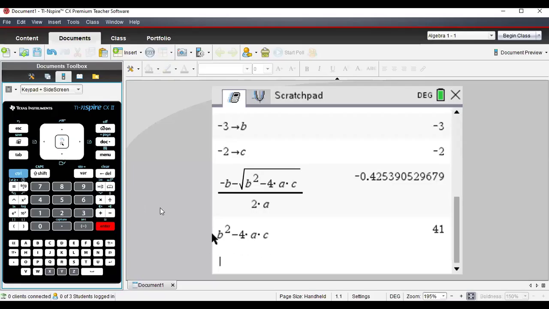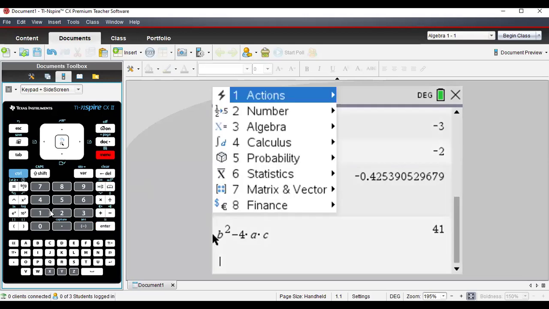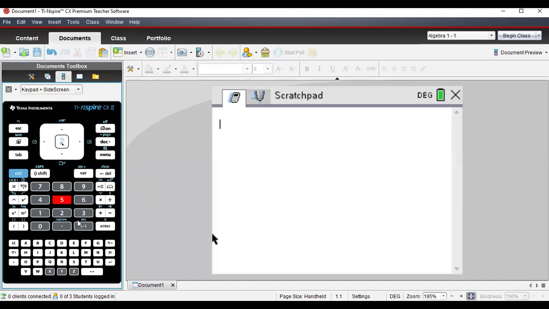Let me get rid of this. Menu 15. All right, so first thing I'm going to do is store 2 into A. That's the leading coefficient. Then I'm going to do 3 into B. And then I'm going to do -1 and store that into C.